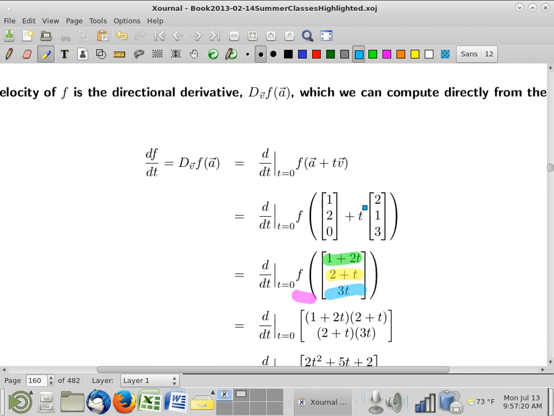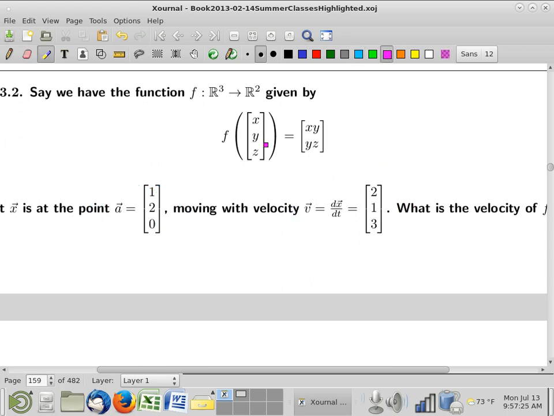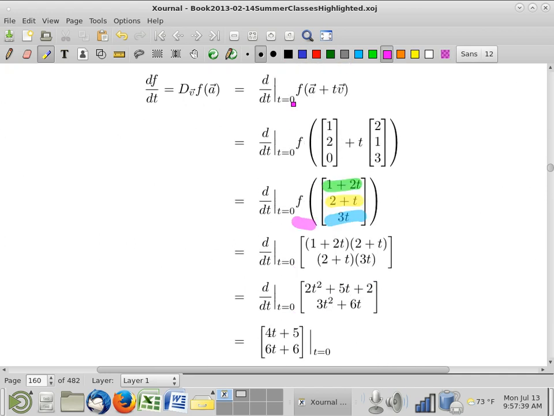Let's go back up and remind ourselves, what is this function? The function is xy, comma, yz. Again, it's not a real valued function. We have a vector valued function, so I have to remember the formulas for each component. First component is xy, second component is yz. And that's exactly what we do down here. Exactly what we do down here. x times y is the first component, and the second component is y times z.